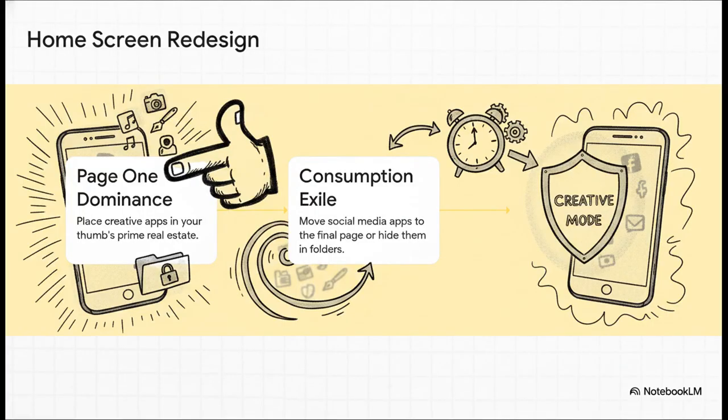All right, so here's the game plan. It's just 3 steps. First up, page 1 dominance. Your most important creative apps need to be right there, in easy thumb's reach. No excuses. Second, the consumption exile. All those social media and endless feed apps, banish them. Seriously, hide them on the last page or in a folder, make it hard to get to them. And finally, get smart with automated routines that can trigger a creative mode, blocking all the distracting stuff the moment you open a creation app.